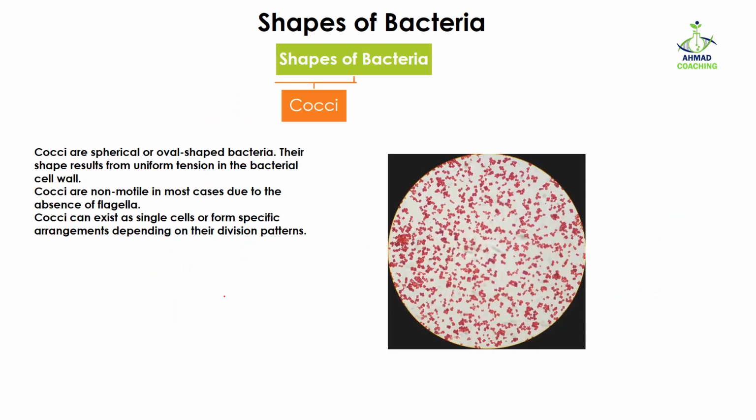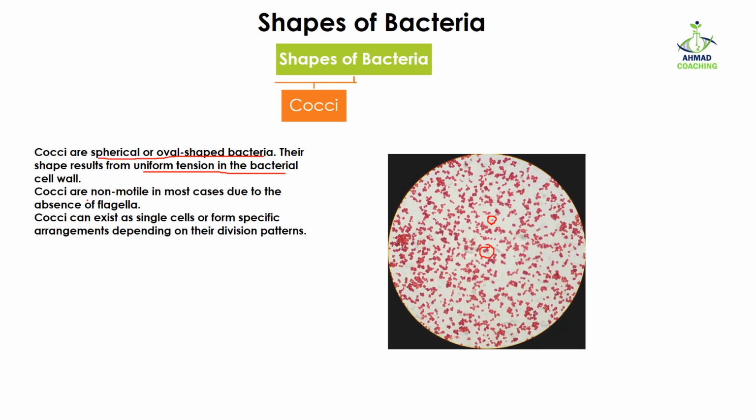The next shape of bacteria is cocci. Cocci are spherical or oval-shaped bacteria. Their shape results from uniform tension in the bacterial cell wall. So the cocci look like this under the microscope. You can see they are small dots or oval-shaped structures.